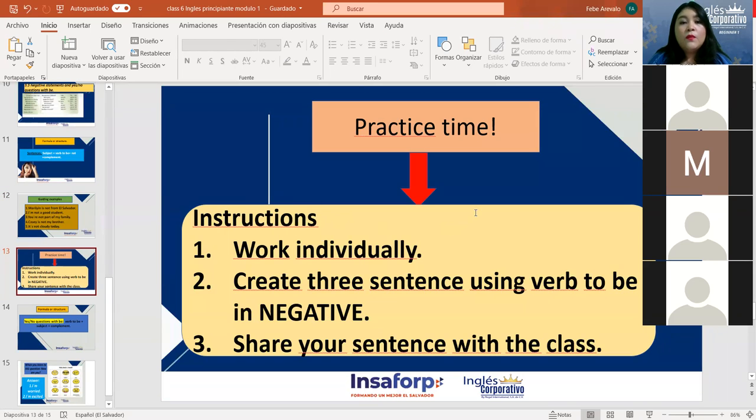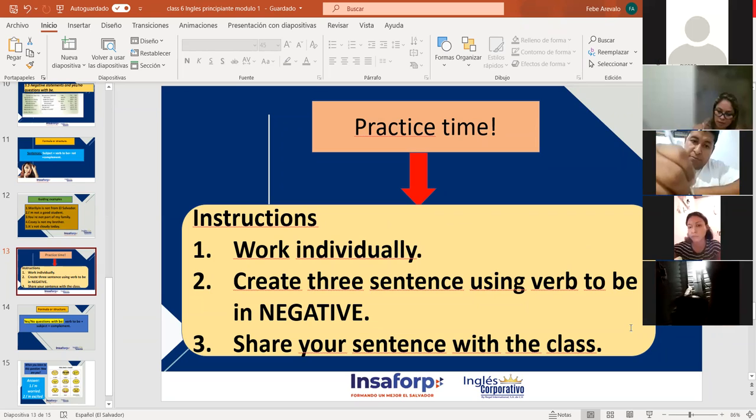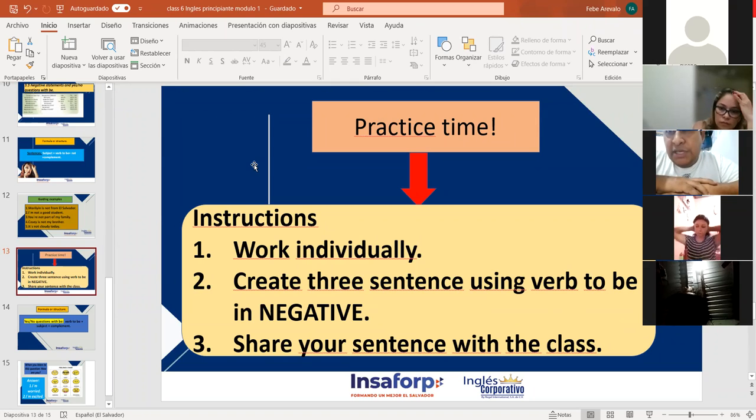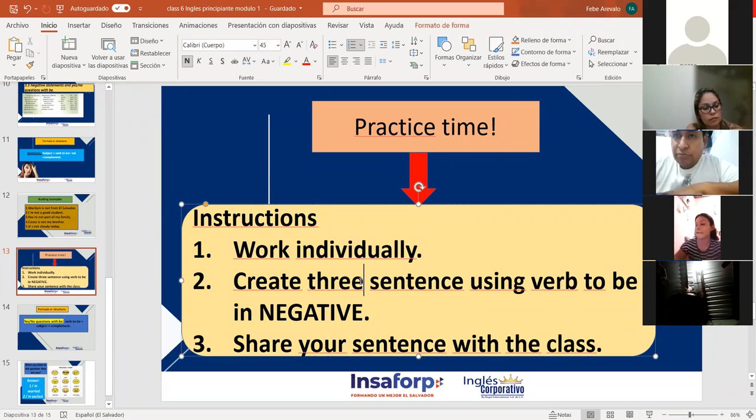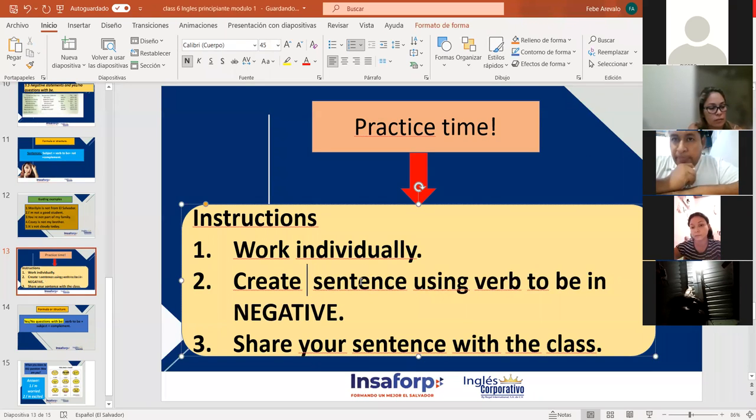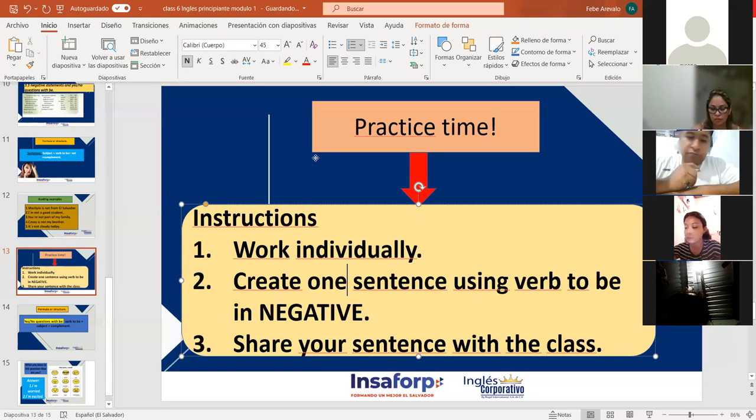Practice time. Luis Salazar, can you please read the instructions? Okay. Number one, work individually. Number two, create three sentences using verb to be in negative. And three, share your sentence with the class. Excellent. All right, everybody, let's work on it. No vamos a crear tres, vamos a crear only one, all right? Una oración utilizando negativo. Let's work on this.